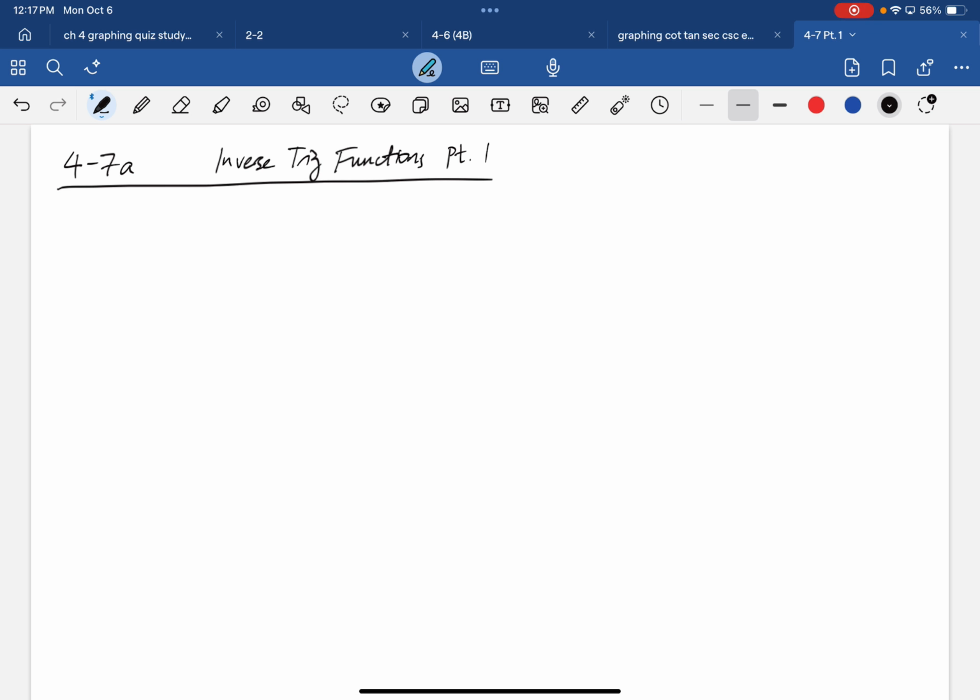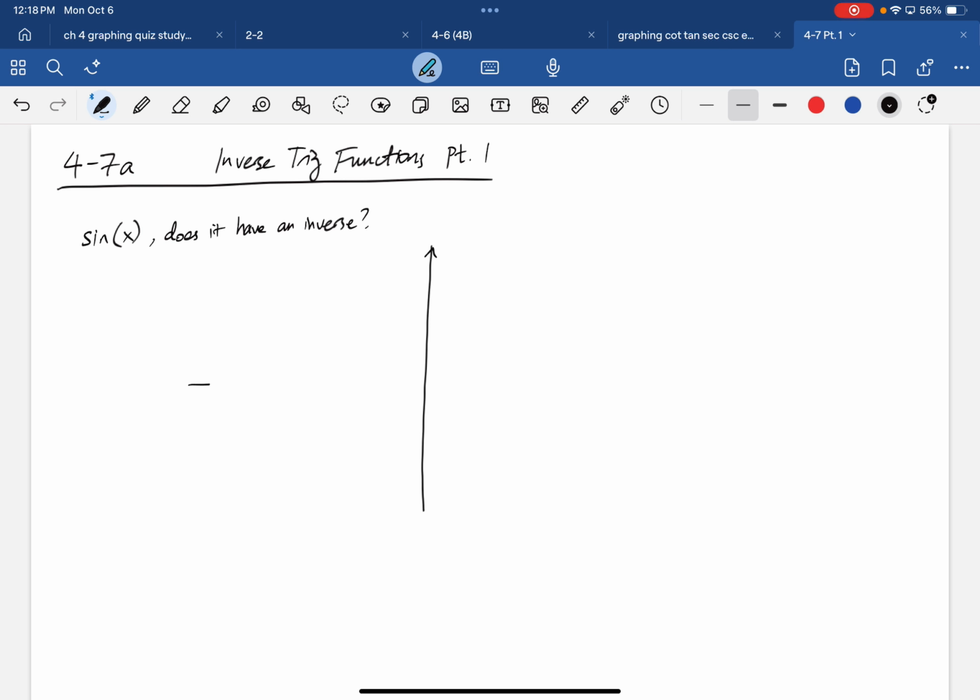And so I will begin with the question, does sine x have an inverse function? Who says yes? Does sine have an inverse function? Who says no? If you said no, you would be correct. Sine does not have an inverse function. Why is that? That's because it doesn't pass the horizontal line test.